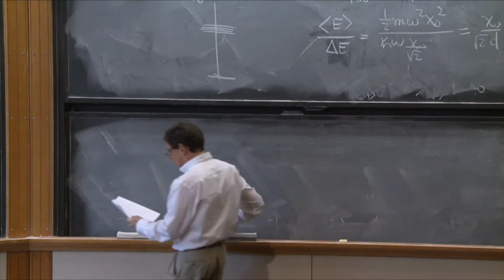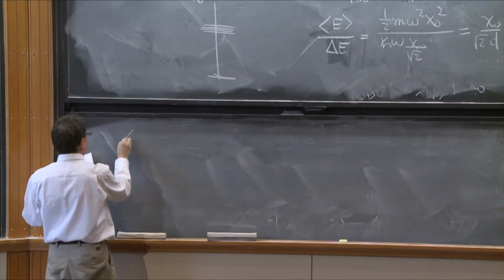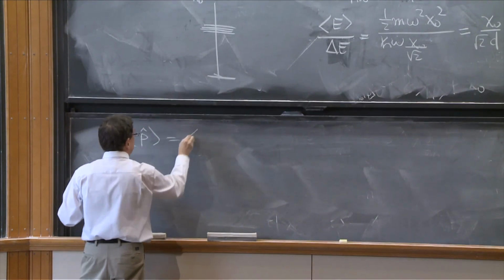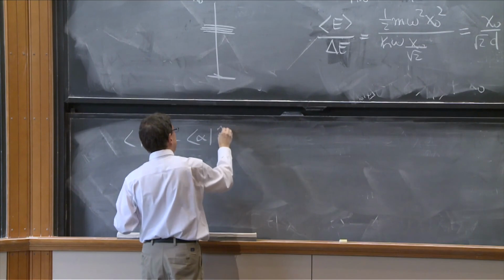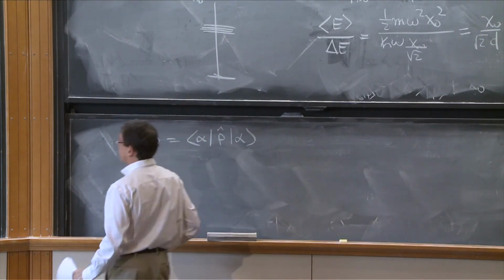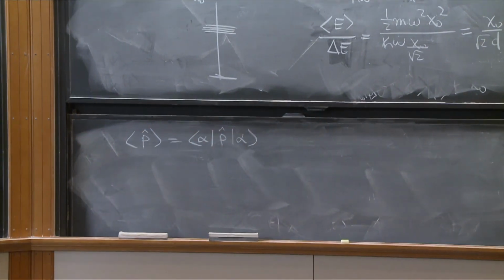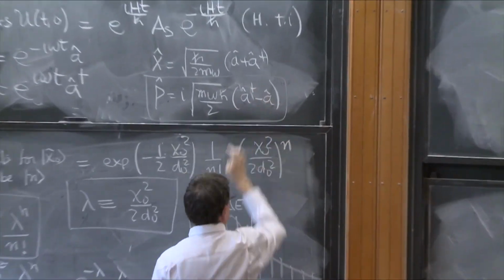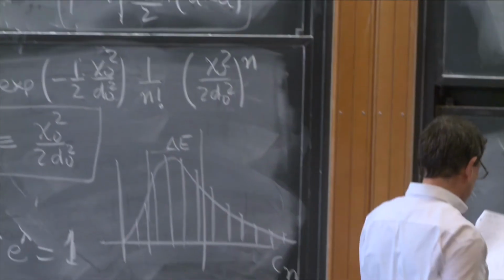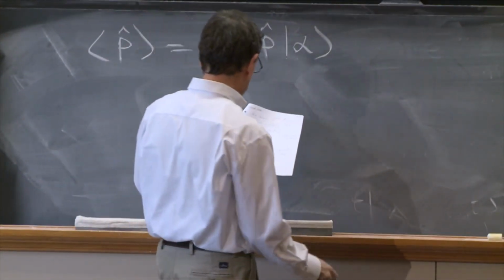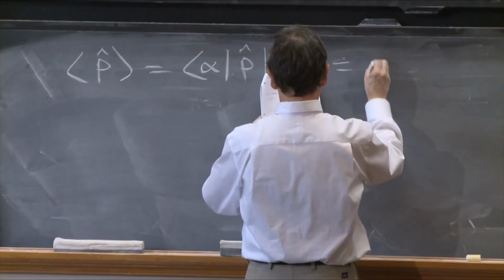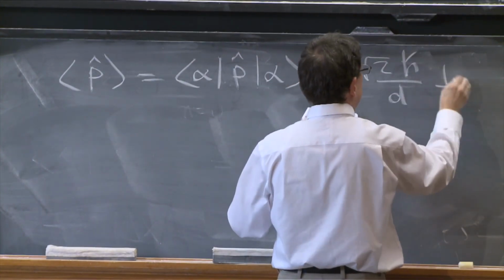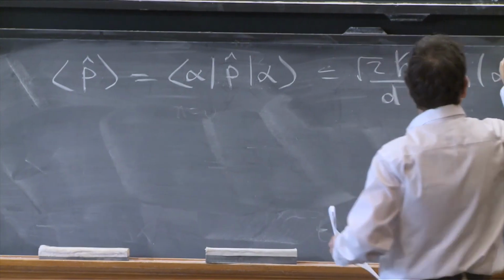Similarly, you can calculate the imaginary part, or the expectation value of the momentum. It would be alpha, p, alpha, and p is a minus a dagger. So you're going to get alpha star minus alpha, so the imaginary part. So p is actually the square root of 2 h bar over d times the imaginary part of alpha.